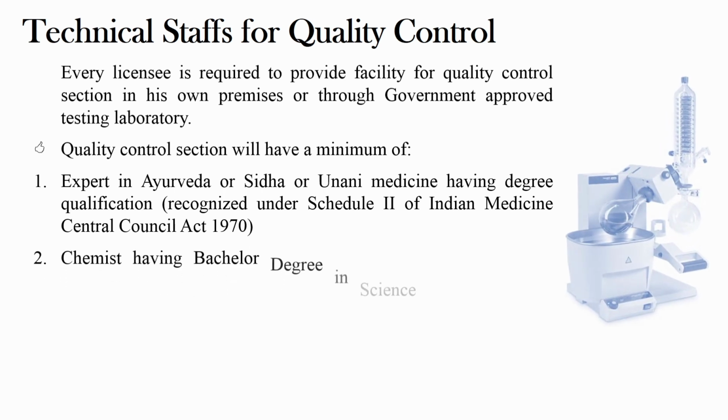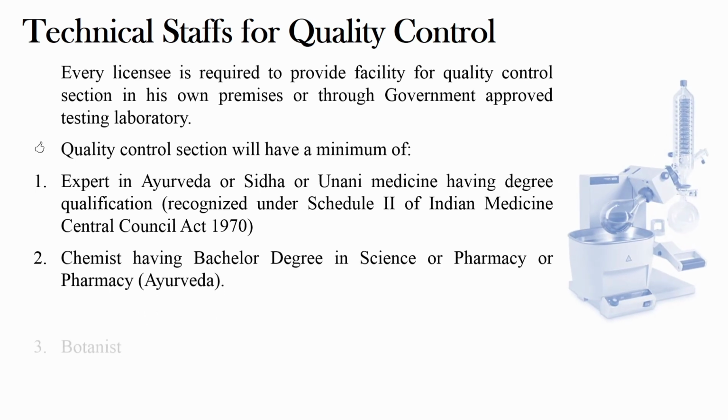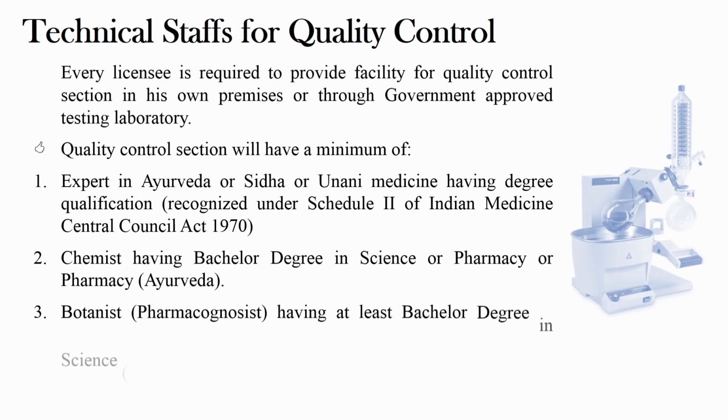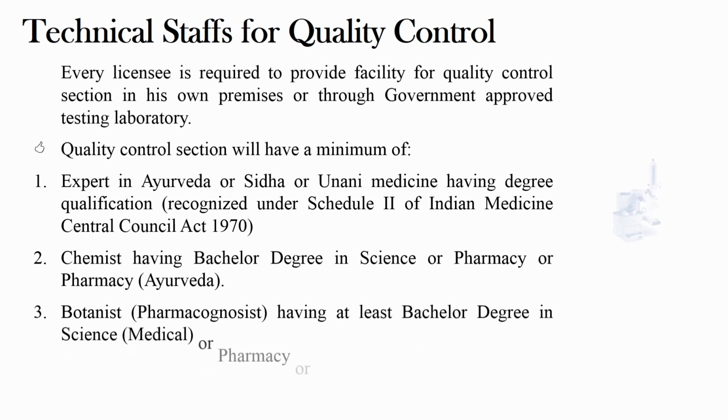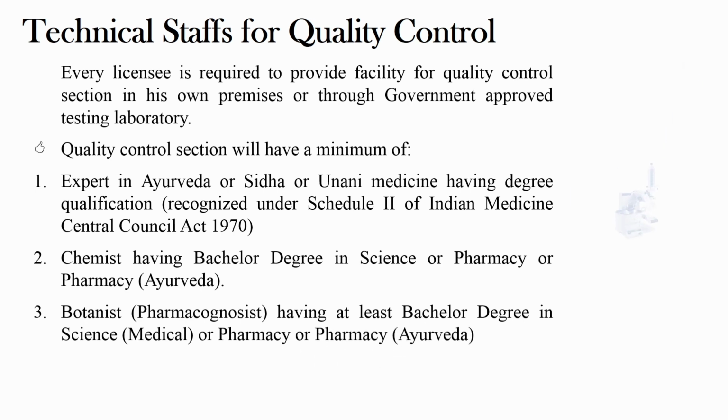A chemist having a bachelor degree in science or pharmacy, Ayurveda. A botanist or pharmacognosist having at least a bachelor degree in science, that is medical science or pharmacy, Ayurveda. Now these are the qualifications for quality control. So till now we have covered what is drug, what are the categories, what is the fee structure, and who are the technical staff. Now coming to the inspection, that is a step after application.